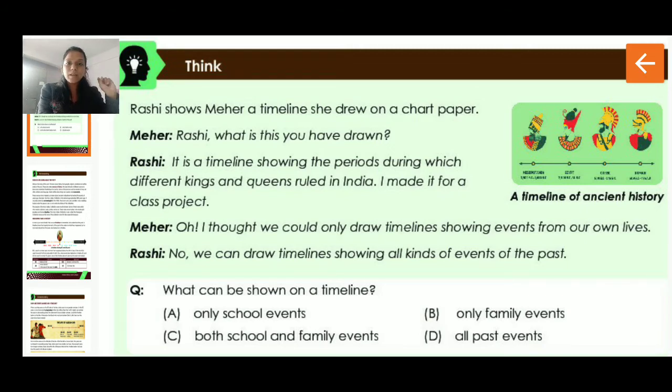So this is one timeline. Again, for yourself, you can draw a timeline of your birth, that you were born in this year. For example, if you were born in 2010, you will write 2010 born, then 2011, 12, 13, 14. You can show when you went to school, then when you entered the primary section. So we can show all these things on a timeline. Similarly, we can show many different things which have happened in the past, which were our history. Whatever happened many years ago, we can show with the help of a timeline.